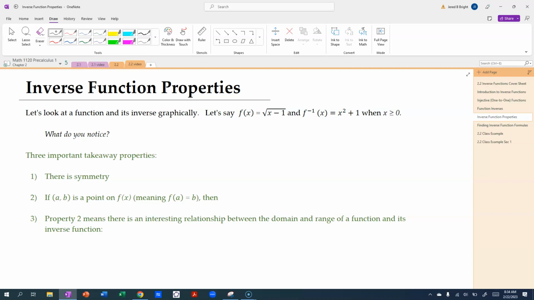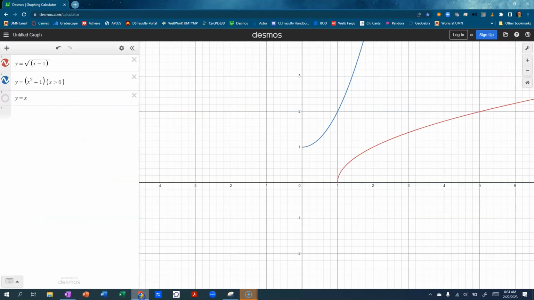So I'm going to tell you that f and f inverse, as I have them defined here, are inverse functions. We're going to look at their graphs and see if we can find anything interesting. Okay, so I have their functions here. The red one is the original function, and the blue is the inverse function for that red function. You could actually say it the other way around too. The red is the inverse of the blue, so tomato, tomato.